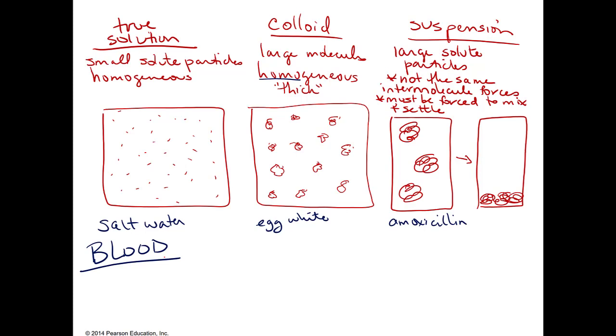So blood. Blood is actually all three of these. So what are the biggest components in blood that are suspended in plasma?